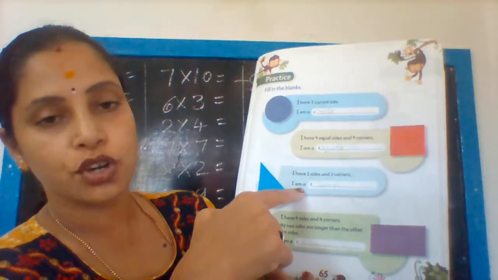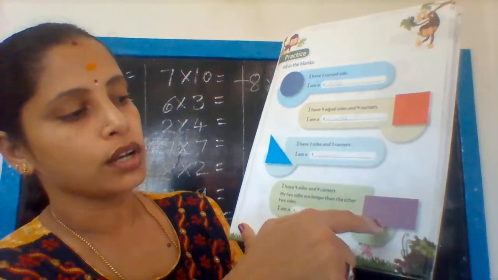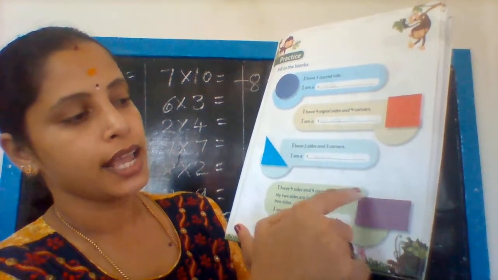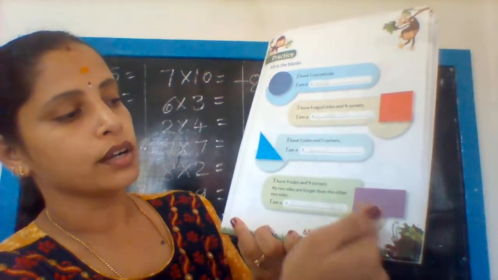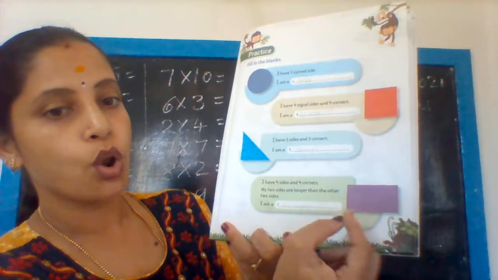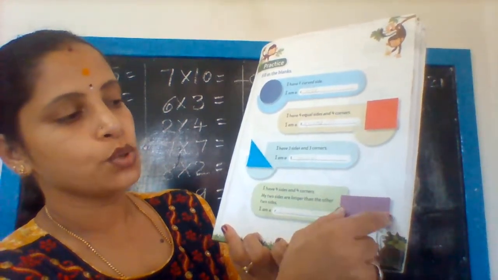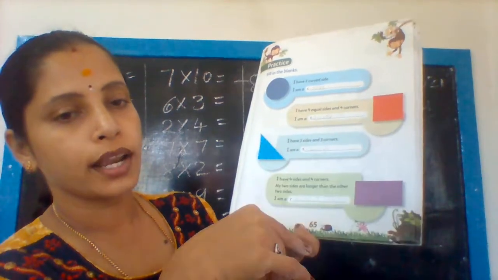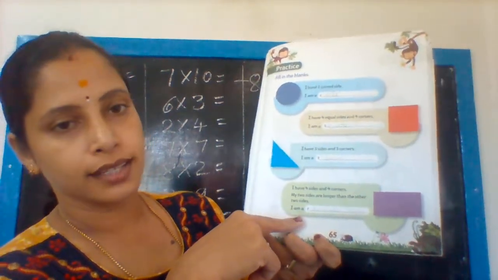I am a triangle. I have four sides and four corners. My two sides are longer than the other two sides. So who am I? I'm a rectangle, isn't it?